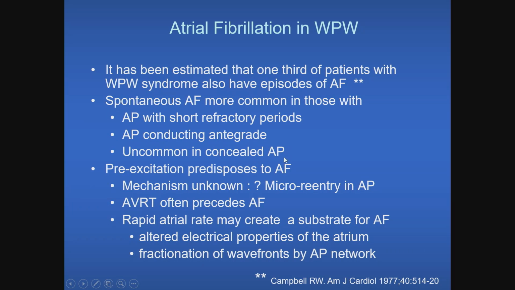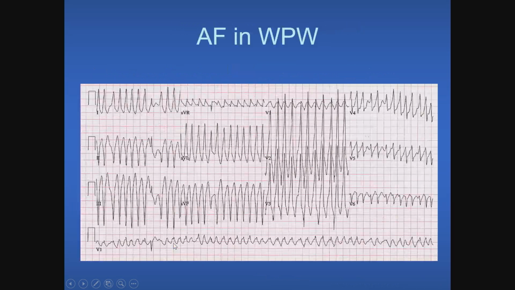So if a patient has a normal surface ECG but has orthodromic AVRT, they're at very low risk. The pre-excitation, we think, predisposes to atrial fibrillation. The mechanism of that is unknown. It's unknown whether there is potentially micro reentry that occurs in the accessory pathway that predisposes to atrial fibrillation. Oftentimes, you'll see patients be in AVRT that then degenerates into atrial fibrillation. And the rapid atrial rate may create a substrate for atrial fibrillation due to recurrent episodes of SVT that predispose to atrial fibrillation as well.